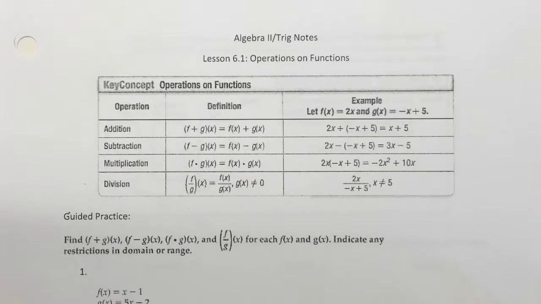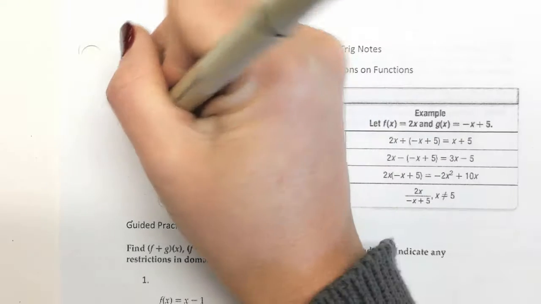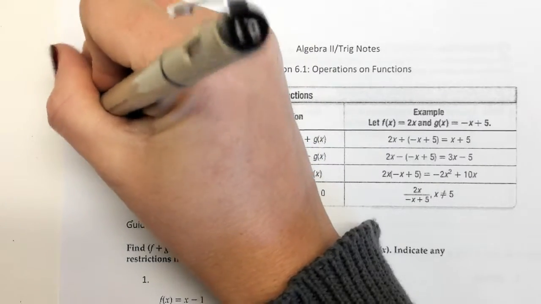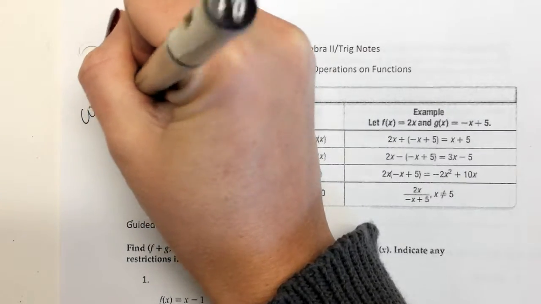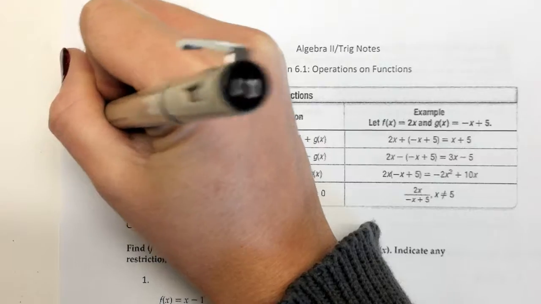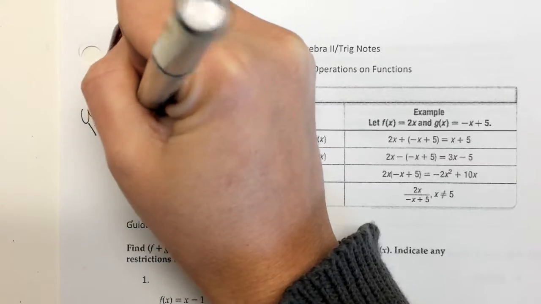Alright, so addition for functions is nothing but combining like terms. It's that simple. So I want you to put beside addition, combining like terms. That's all it is.